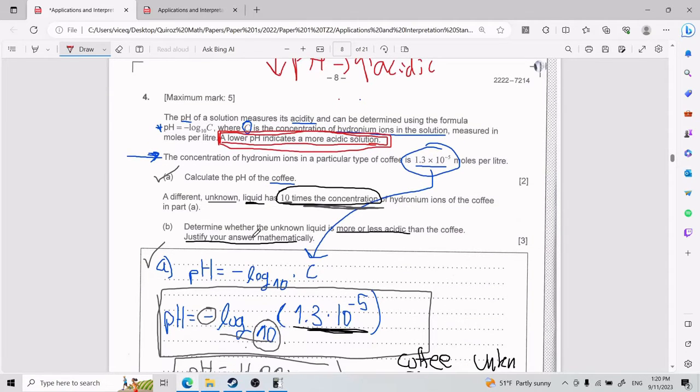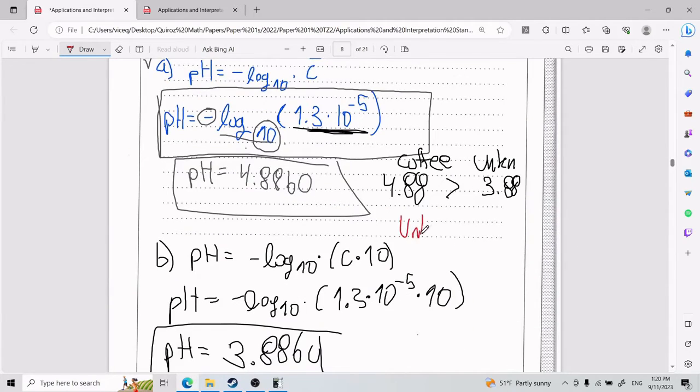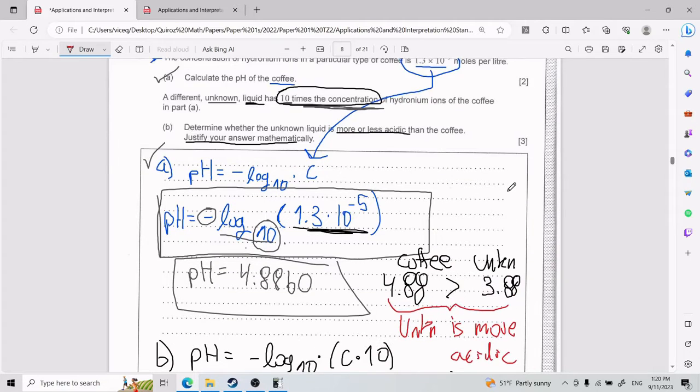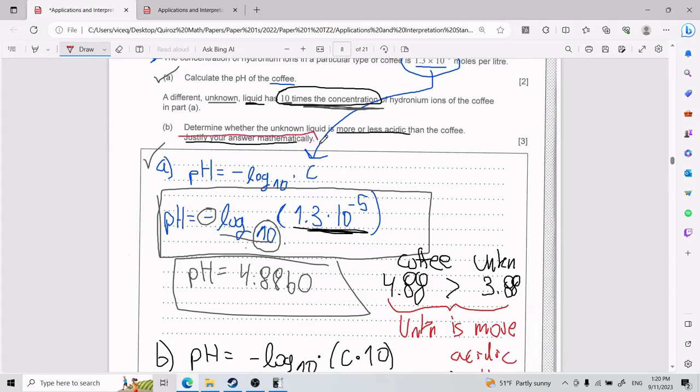So for part B, determine which of the two is more or less acidic. I can tell you that the unknown is more acidic because 3.8 is lower than 4.88. Is more acidic than what? More acidic than coffee. And for those of you that are a little bit nervous on how to justify that mathematically, this part here, right?